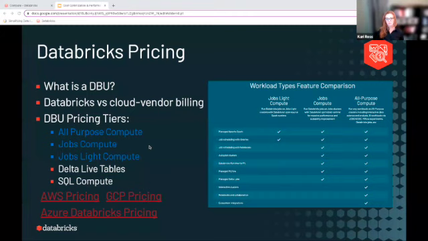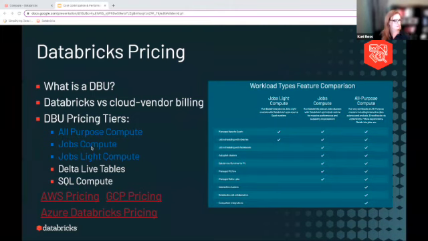The jobs compute, this is really the de facto for automated workloads. This is the one where you've done your development, you've done your interactive experimentation, whether it be data engineering or data science, and now you want to run a job on some schedule. And it also supports various external tools. So this is the one you're just going to run through your ecosystem.